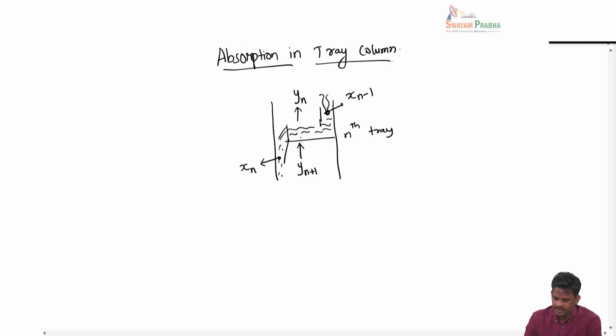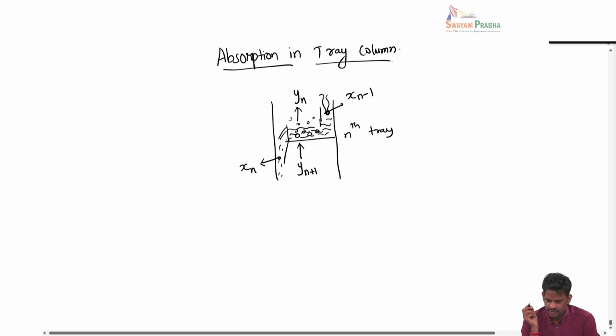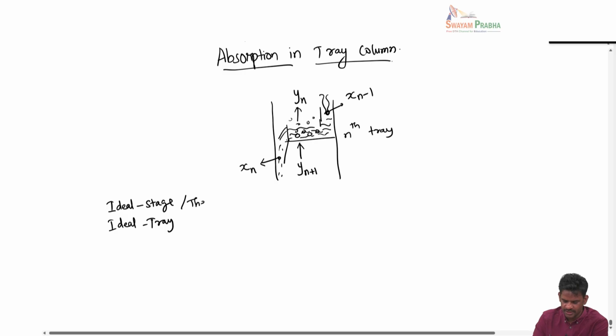So, this is the nomenclature. I am talking about a tray column. The trays are numbered 1, 2, 3 and up to n. I am talking about one particular tray, the nth tray, and defining the compositions. This is the liquid column, and gas bubbles through this column, and then the phases separate. So, here we define something called an ideal stage, or ideal tray, or theoretical stage. These are all equivalent terms.